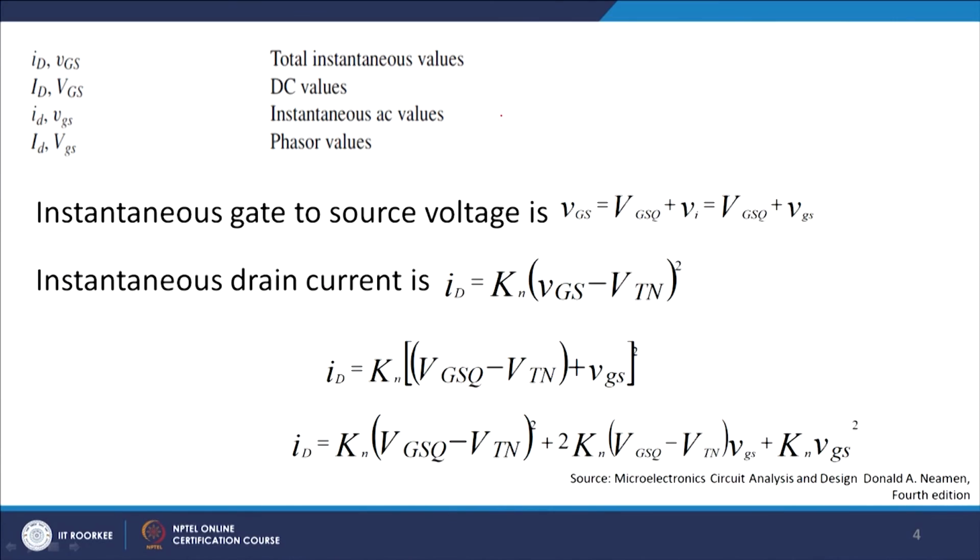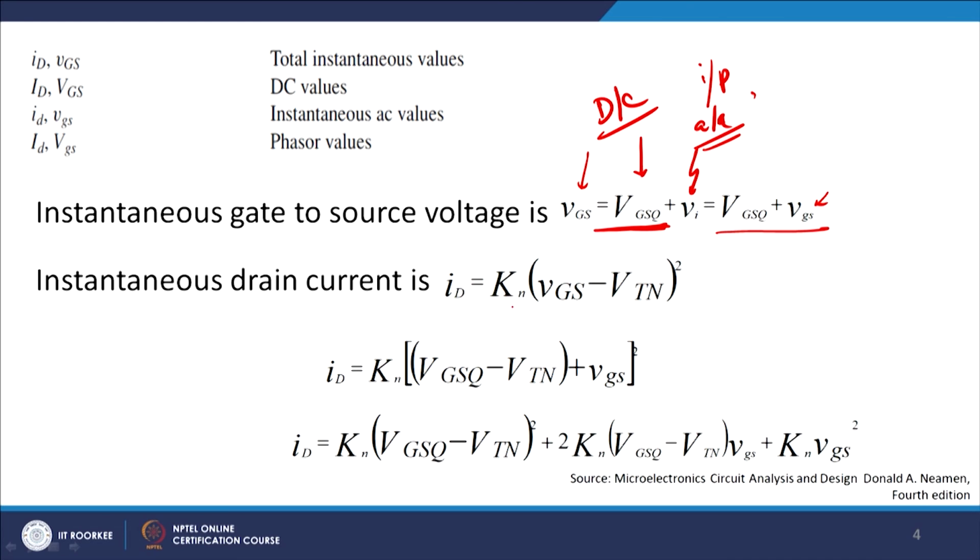With this, let me discuss what happens now. I have a VGSQ, a DC bias which is somewhere in the middle, and over this DC bias I am overwriting the input voltage Vi. This is my AC signal which I am giving, and the total voltage is the sum of the DC voltage here plus the input AC. So, I get VGSQ, because it is at the Q point, plus vgs, the gate to source voltage.